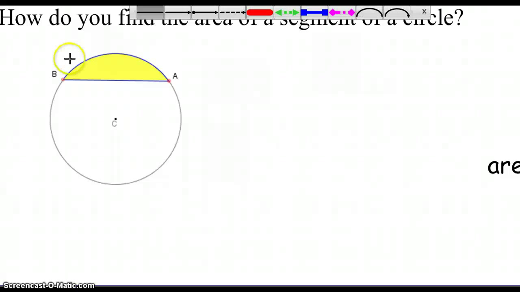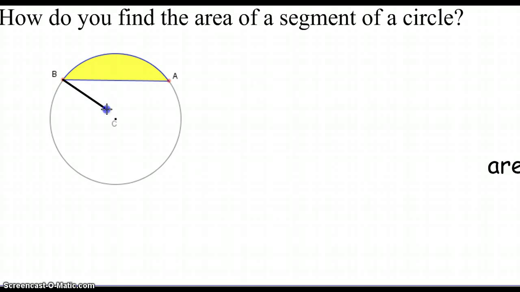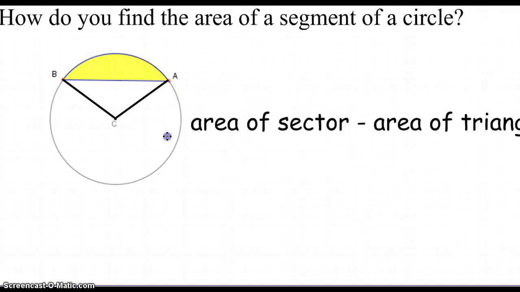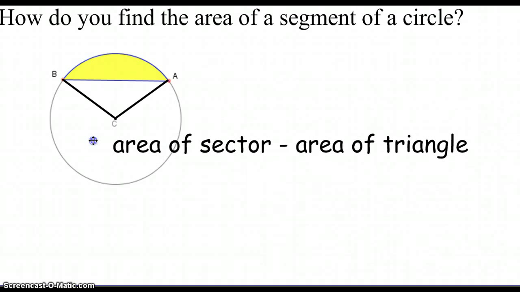So what I can do is add my triangle in here because there isn't one given to me necessarily. And now I can look at how I can use that to find my area. So what you would want to do is find the area of the sector, which we just did: angle over 360 times pi r squared. But then you're going to subtract from it the area of a triangle, which you know is 1/2 base times height. Hopefully you know that.